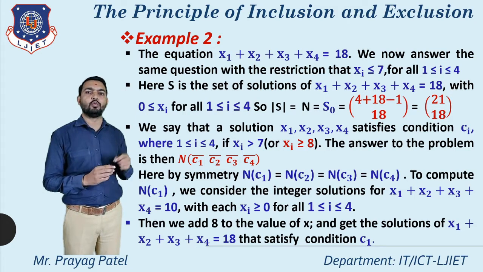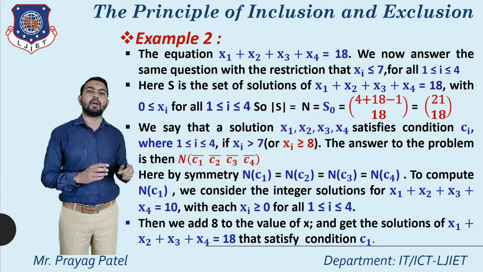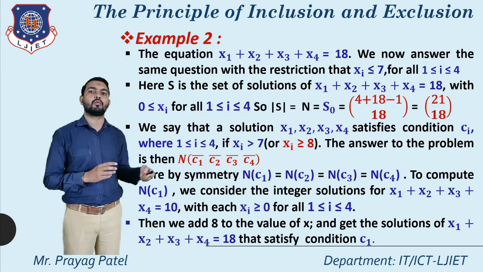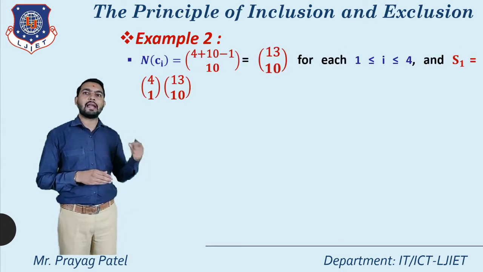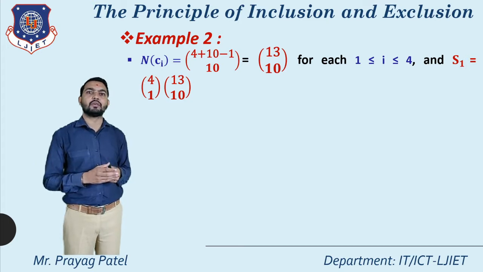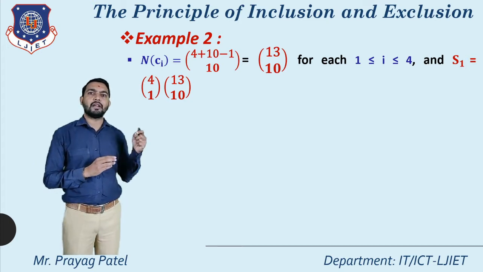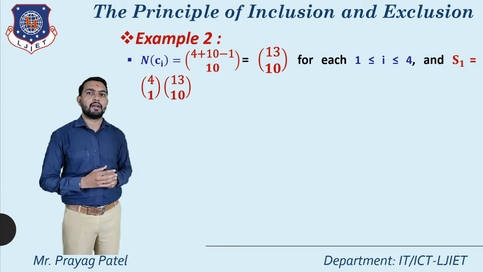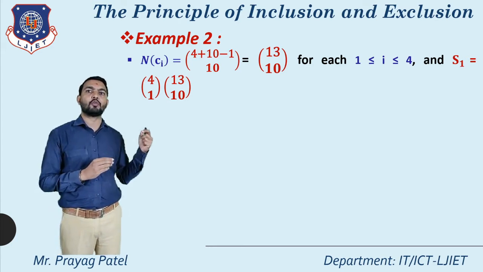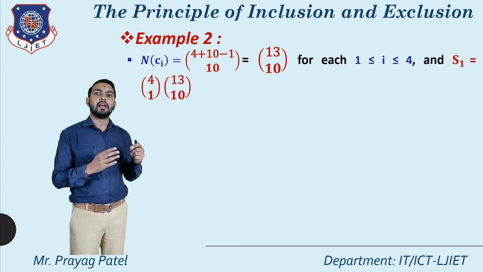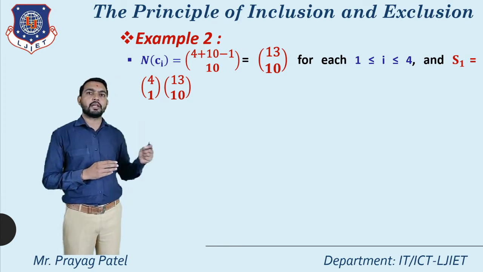We add the 8 to this value and we get x1 plus x2 plus x3 plus x4 equal to 18. Now here, what is the value of NCI? NCI is equal to (4 plus 10 minus 1) C 10. That means the R value is 10 and the N value is 4, because 4 elements are available and R equals 10. So 13C10 is the result for the NCI.